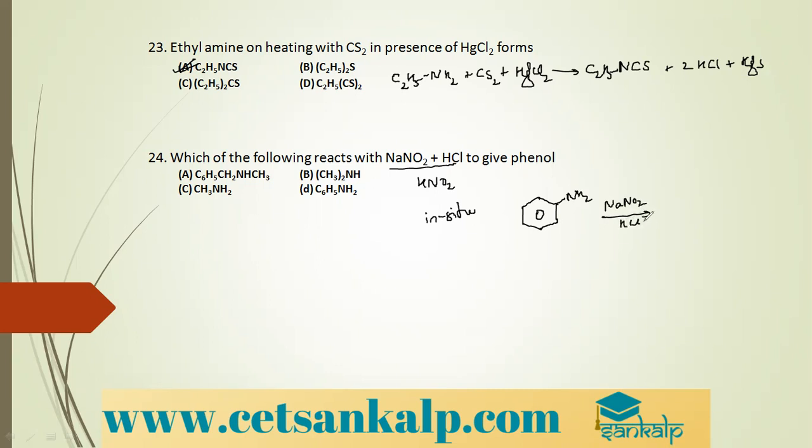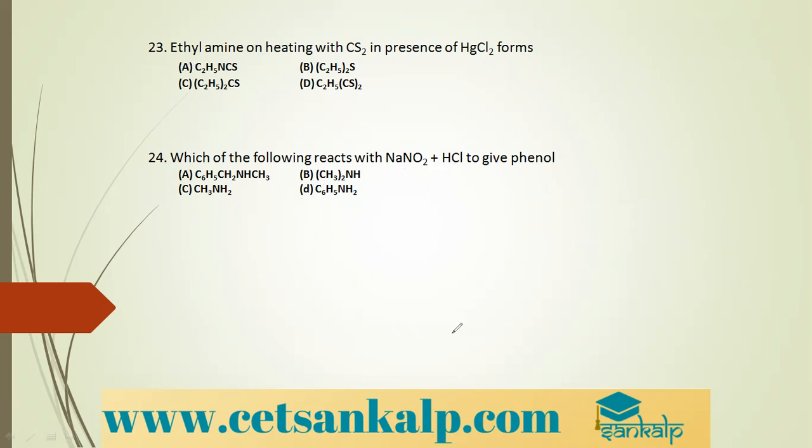NaNO2 and HCl. It will first form diazonium salt, N2+ Cl-. This on further hydrolysis gives me what? It will give me phenol plus N2 plus HCl. We have seen this reaction. So if I want phenol, I am going to use aniline. We have seen all the sets of reactions in this.